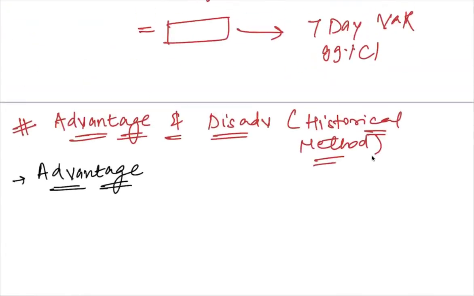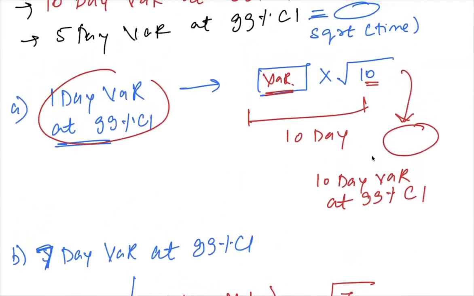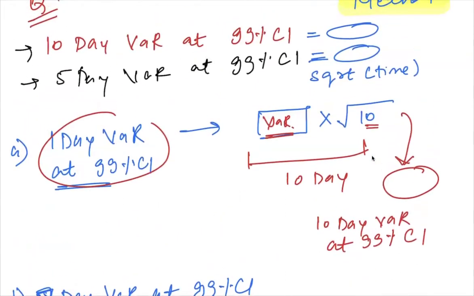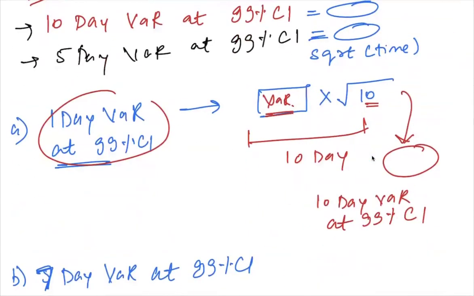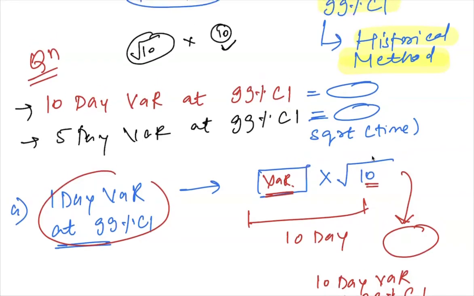I see your question: why do we not multiply with t, instead of the square root? If you want to calculate 10-day value at risk, you have to multiply with the square root of 10. So the question is, why not just multiply with 10 and why the square root of 10? This is a good exercise for all of you to do, because when you multiply with 10, the result will not look good.